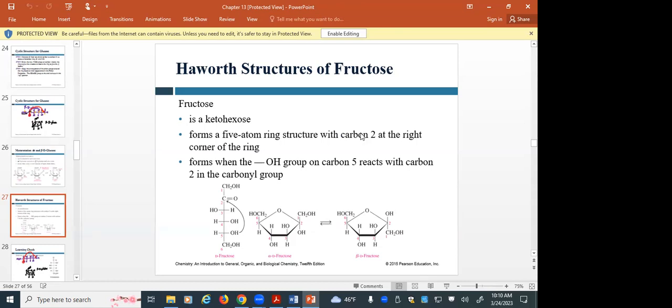And so again, beta is up, alpha is down, and that's really the only differentiating factor that you need to know: up versus down, left versus right. And the good news for you there as well is you can't determine if it's beta D or beta L unless you have the Fischer projection first. And since I'm not requiring you to convert Fischer to Haworth, you're not going to need to know that.